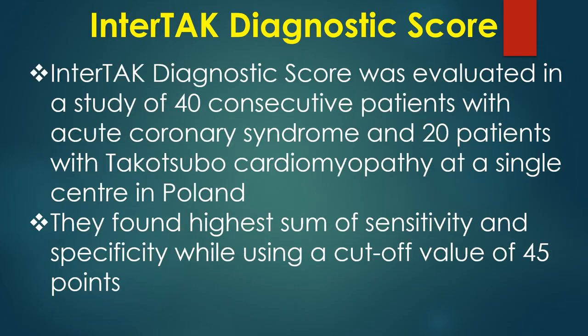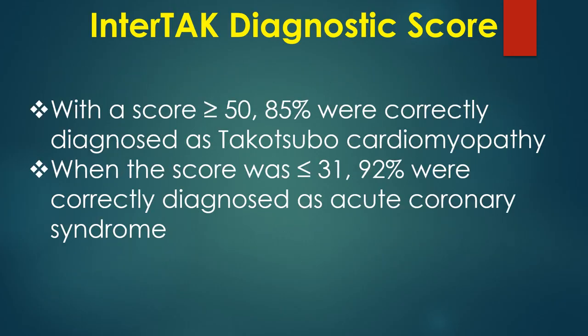The Inter-TAC diagnostic score was evaluated in a study of 40 consecutive patients with acute coronary syndrome and 20 patients with Takotsubo cardiomyopathy in a single center in Poland. They found the highest sum of sensitivity and specificity using a cutoff value of 45 points. With a score of 50 or more, 85% were correctly diagnosed as Takotsubo cardiomyopathy. When the score was 31 or less, 92% were correctly diagnosed as acute coronary syndrome.